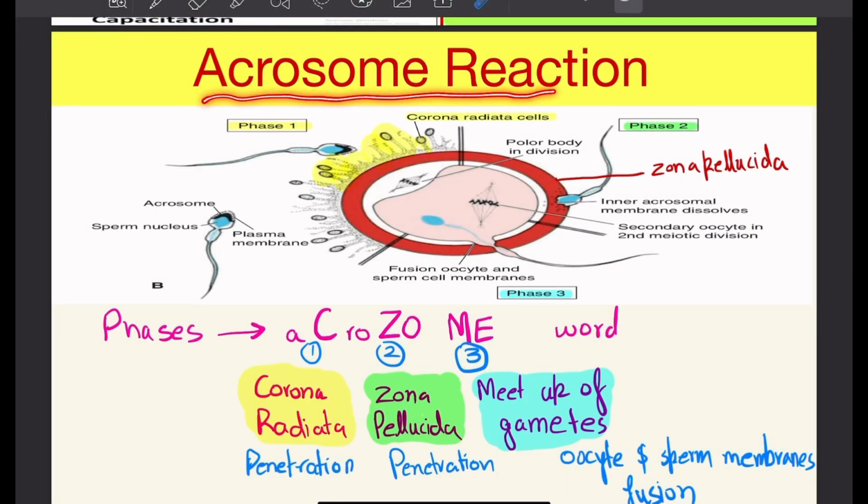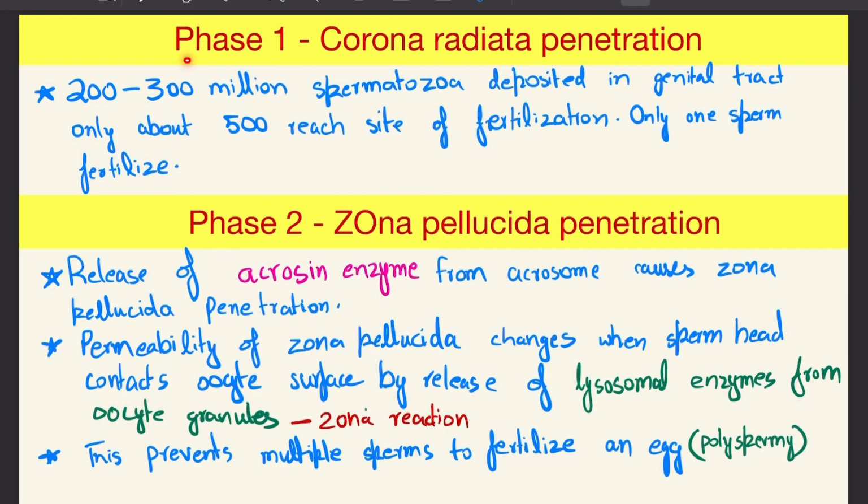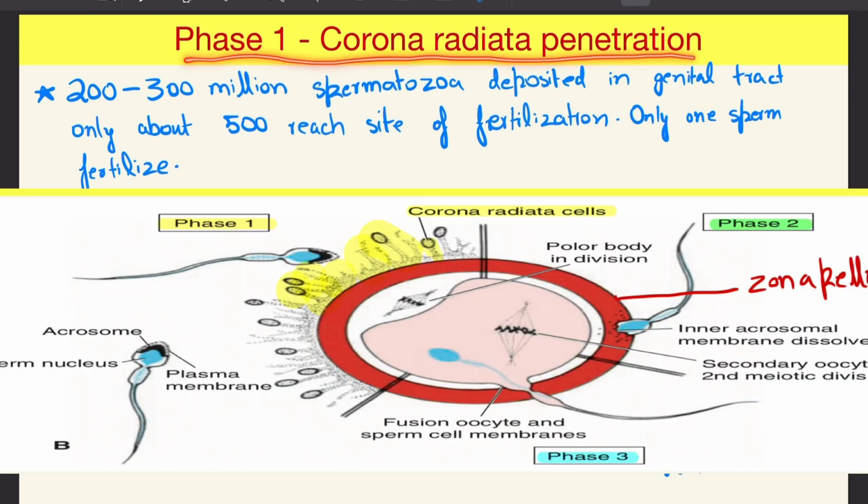To remember the phases of acrosome reaction, we have the word acrosome. For C, we have corona radiata penetration, which is the first step. For ZO, we have zona pellucida penetration, which is the second step. For ME, we have meetup of gametes, or oocyte and sperm membrane fusion. The phases of acrosome reaction and their sequence are very important. So phase 1 is corona radiata penetration.